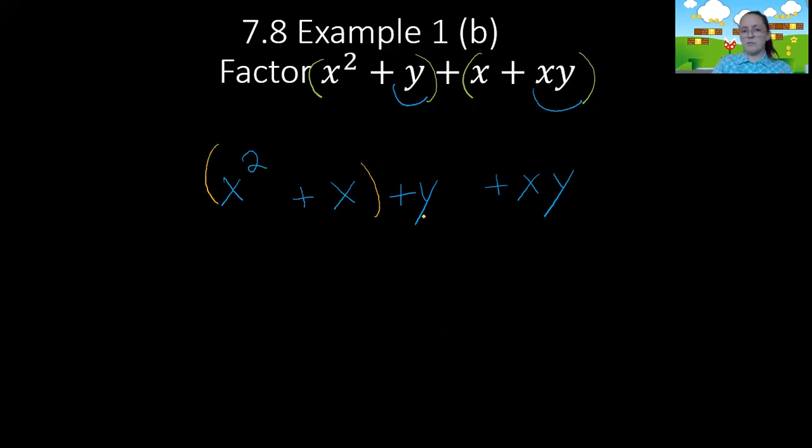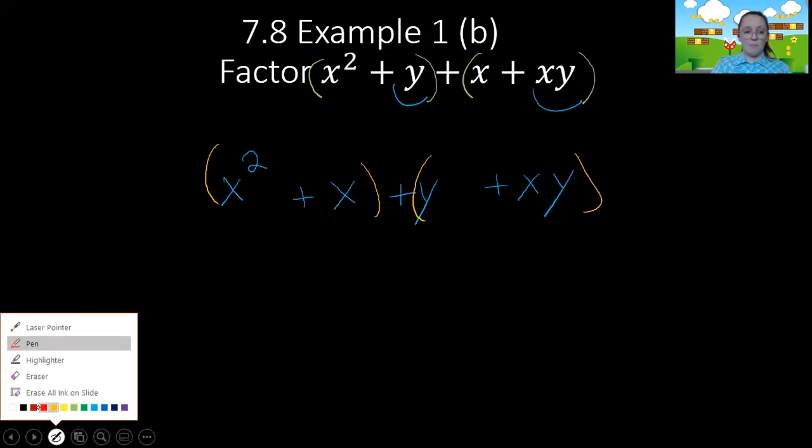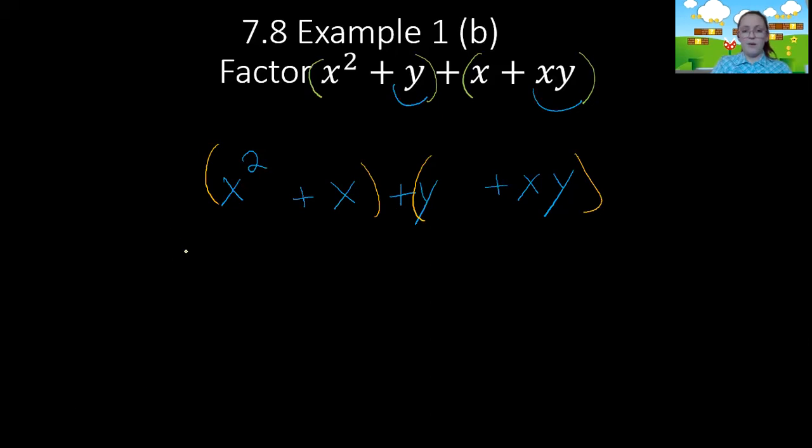So now what we're going to do is the same thing we tried before. Split it up into pairs. Now I've got something I can pull out of this front pair. I can take out an x. And when I pull an x out of x squared, I'm left with just x. When I take an x out of x, I'm left with just 1, right?